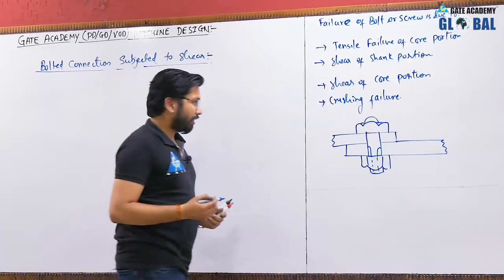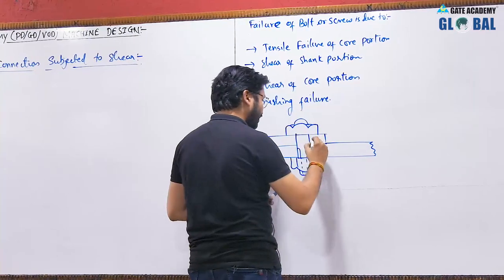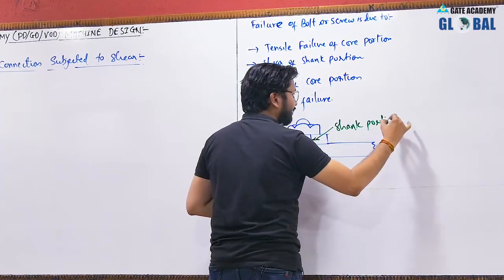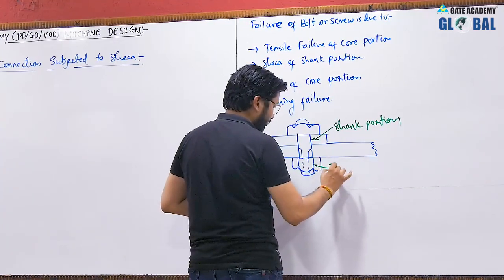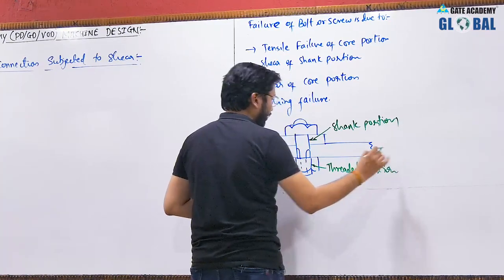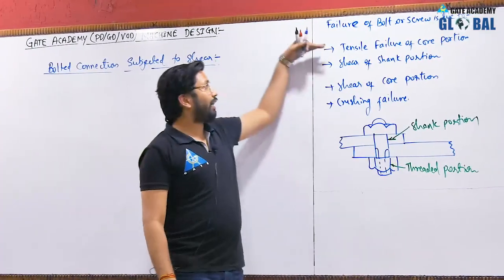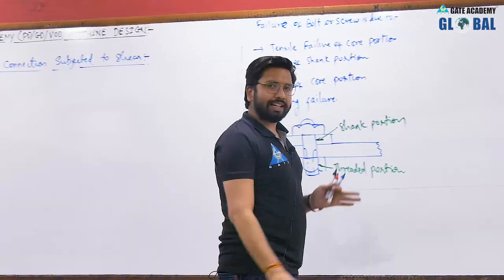Now here, this portion in the bolt is the shank portion. This is the shank portion, or you can call it the unthreaded portion, and this is the threaded portion. Now, if it is subjected to tension as in the previous case, then due to excessive tensile stress, it will fail in tension. Okay, and that is very clear.